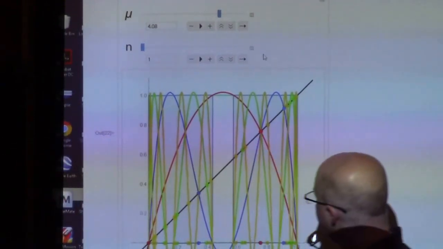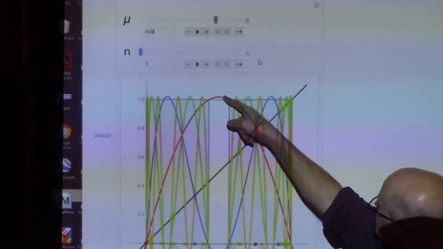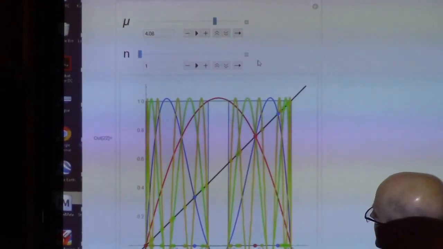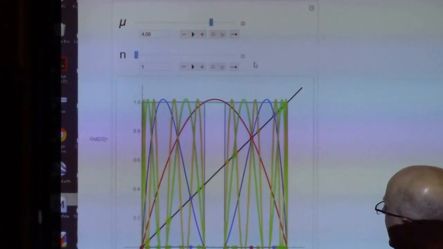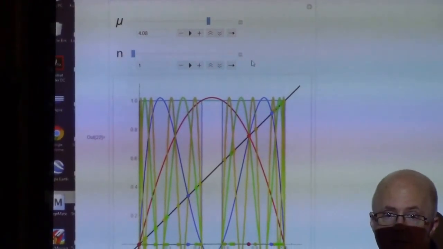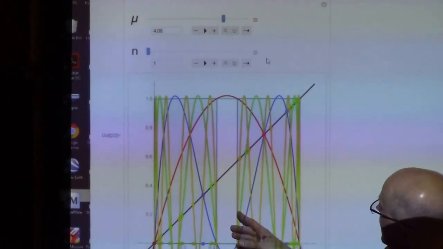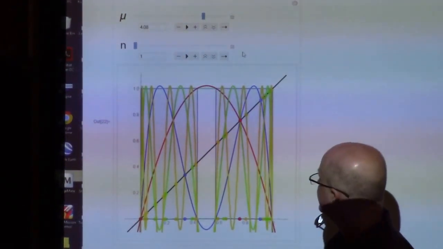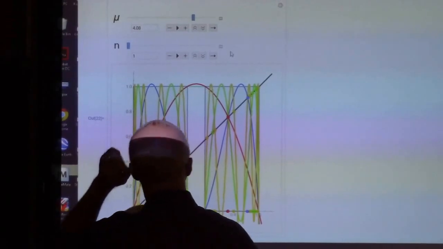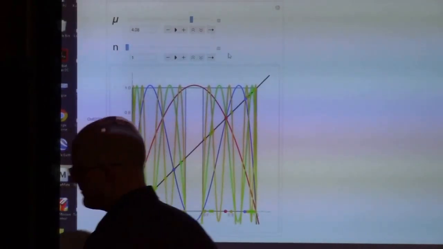When mu is bigger than 4, this graph goes above this box, and all points between these two points escape after one iteration, and then they end up going down to minus infinity. That's where the red graph is above the box. Those are the points that escape after one iteration.